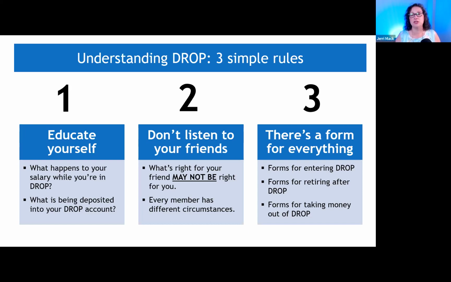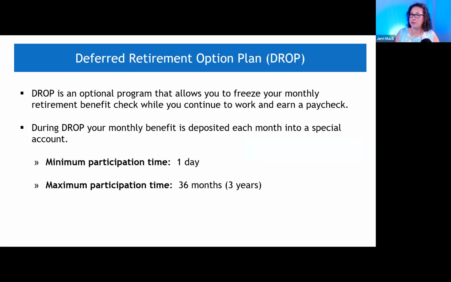But as far as things with numbers and dates, as far as DROP windows opening and closing, or how much is your DROP going to be, what are your options, when to apply, you want to get that from TRSL or from your employer directly. And there's a form for everything. As educators, you are very familiar with that. There are forms for entering DROP, retiring after DROP, taking funds out of DROP, whatever you're going to be doing. And there are separate forms that your employer will have you fill out along the way as well.